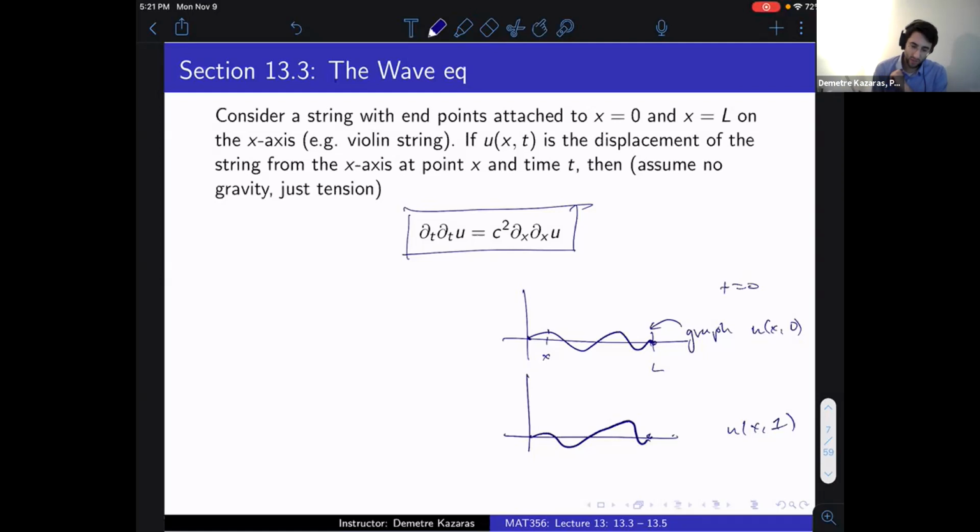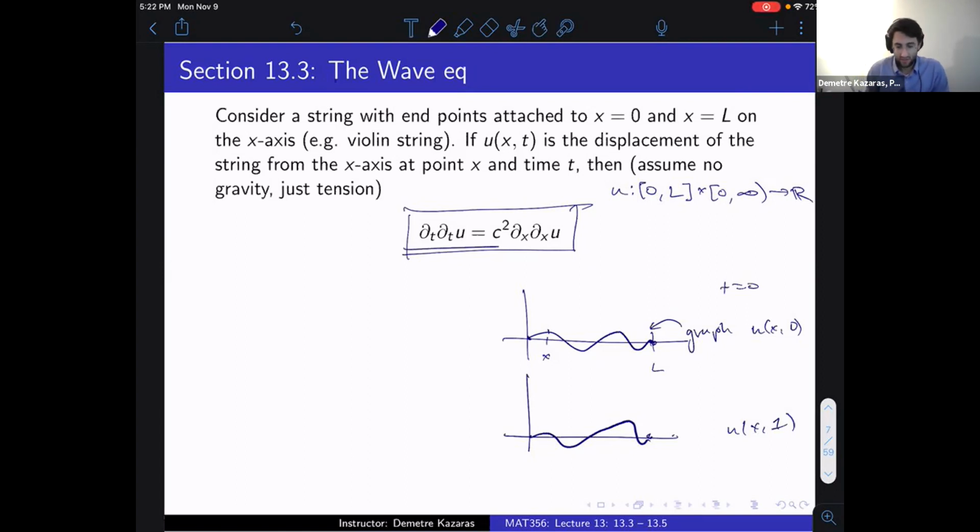So what does it say? We have a function of two variables. You plug in some number x between 0 and L, and then some time that's bigger than 0. Then you get a number which represents the signed displacement, because it could go above or below, from the x-axis. So it's vibrating in 2 dimensions. It's a one-dimensional object because it's just a string, but it's vibrating in 2 dimensions.